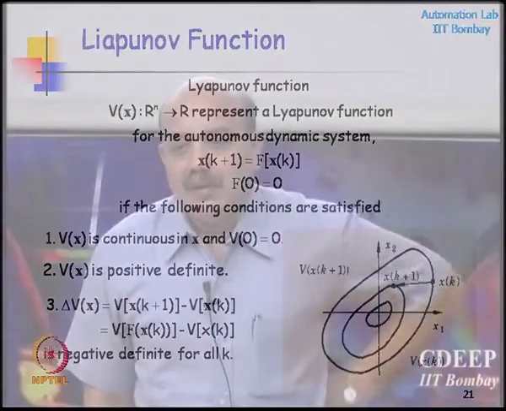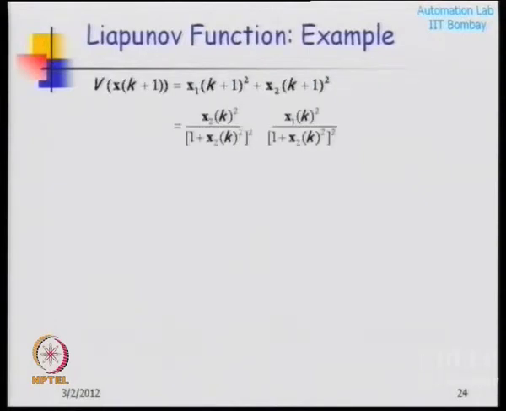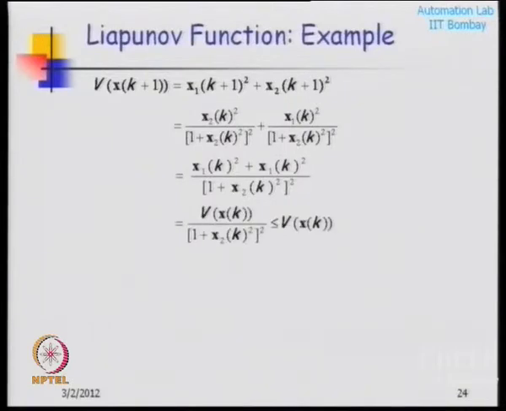Just try. What do you think? A value which is greater than 1. So if you substitute X1, if you find out the value for V of xk plus 1, you will see that you will get X2 square upon 1 plus X2 square whole square, and this quantity is nothing but V of x upon 1 plus x2 square whole square. The denominator is always greater than 1.